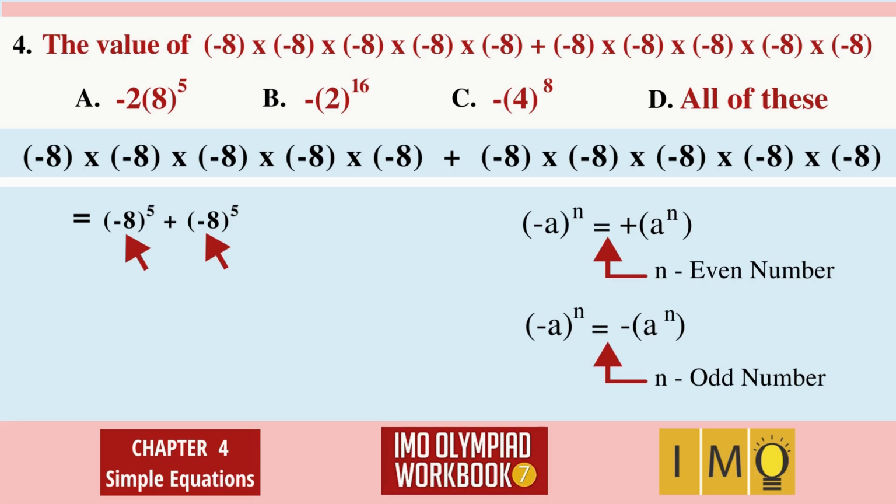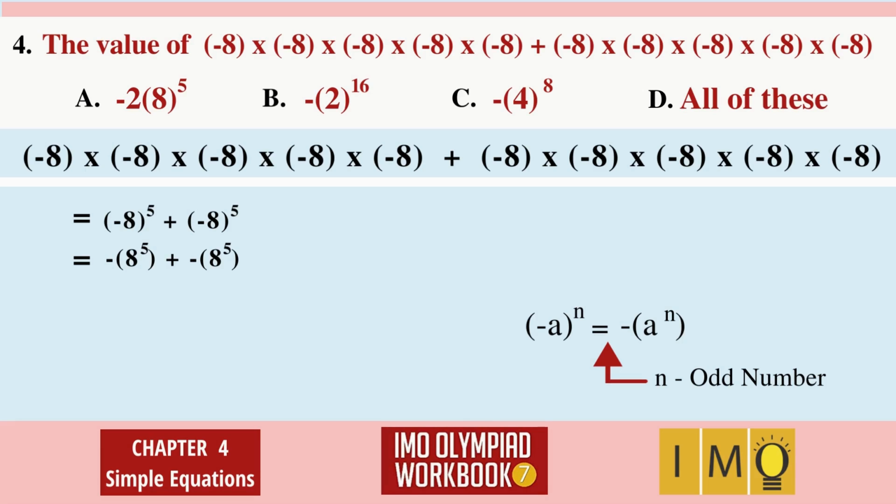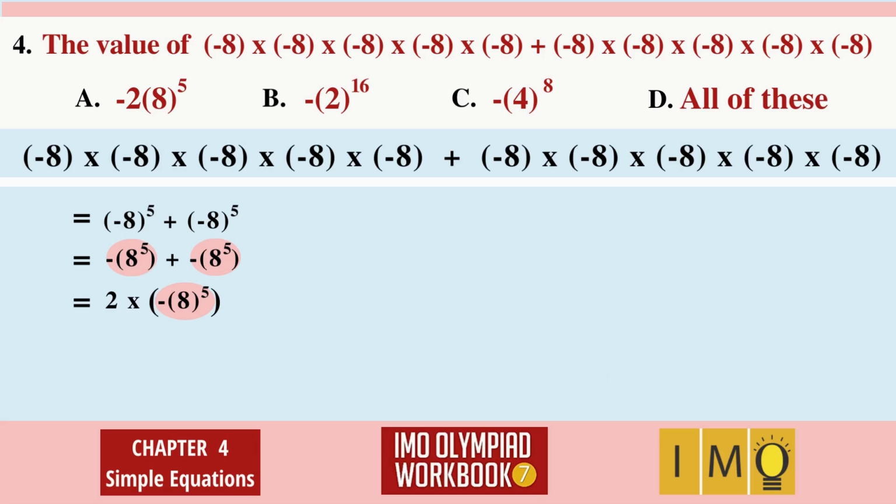In our case, the exponent is 5, which is an odd number. So the minus sign will remain in our answer. Now our expression becomes minus 8 to the power of 5 plus minus 8 to the power of 5. Since the same term minus 8 to the power of 5 is being added 2 times, we can consider it as repeated addition. So we get 2 into minus 8 to the power of 5.